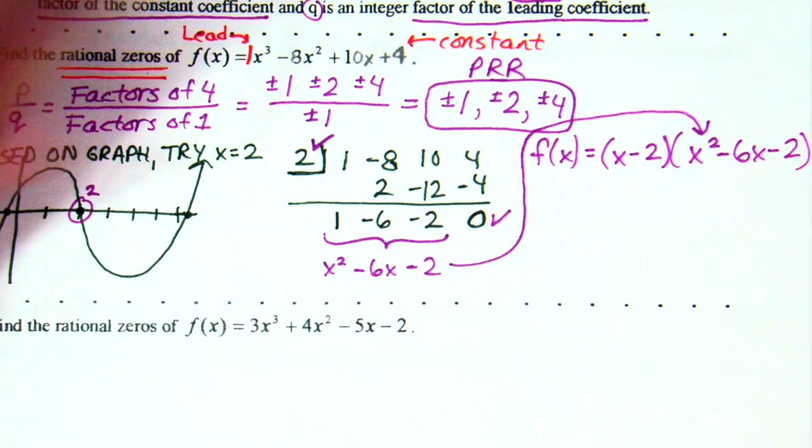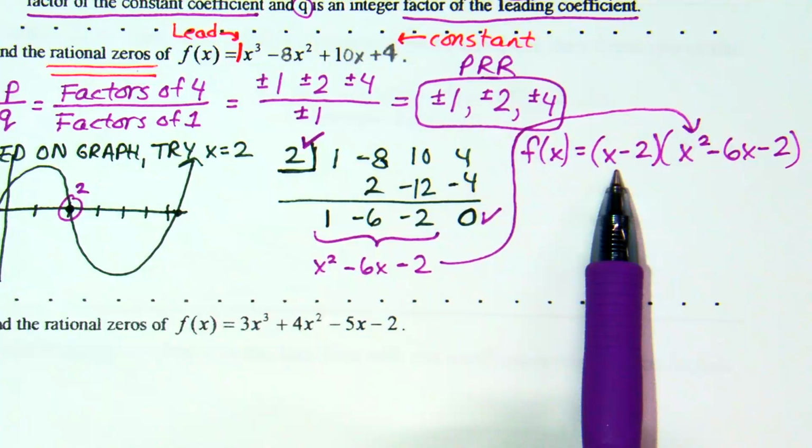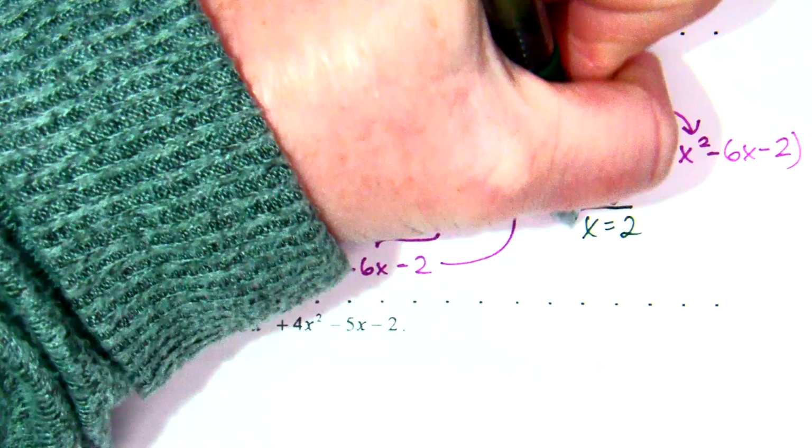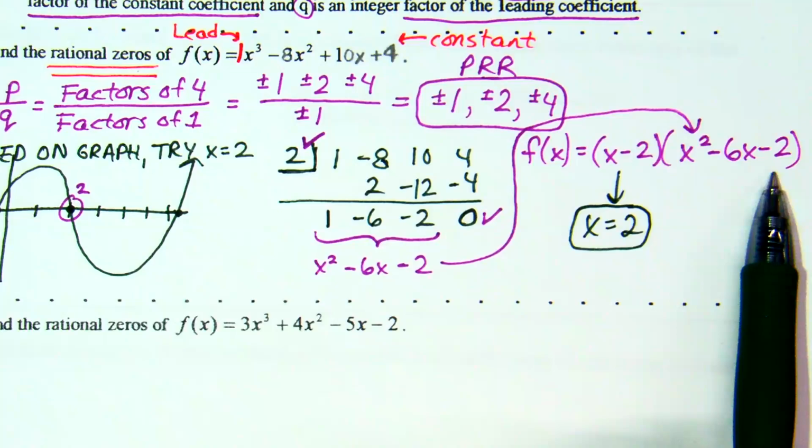Our remaining pieces of x squared minus 6x minus 2. Okay? And this is, more than anything, going to be where you find your irrational zeros. We've already discussed that one solution is x equals 2. My question to you, if there are any other rational solutions, this will factor. Does x squared minus 6x minus 2 factor? And it does not factor.